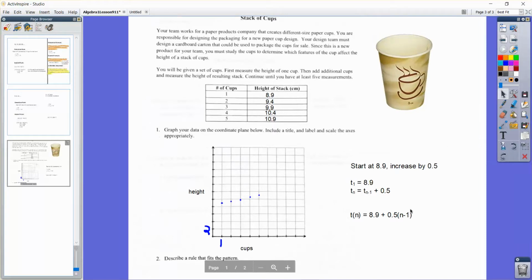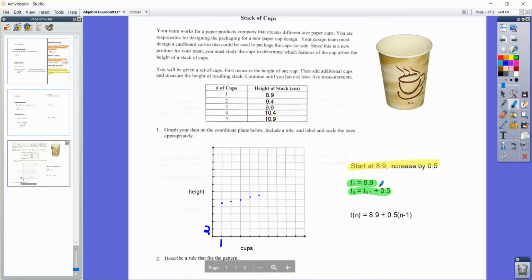Now, the rule that fits this pattern, we can say recursively or explicitly as follows. So over here on the right, you can see we've got a recursive verbal model here. So that's starting at 8.9 and increasing by 0.5. And then here I've got a recursive model. Now, the first term, with 1 cup in this case, is 8.9. The next term is found by adding 0.5 to the previous term. So there again is our recursive formula.